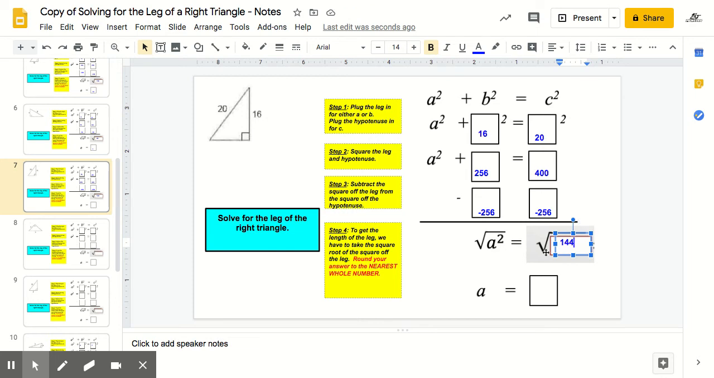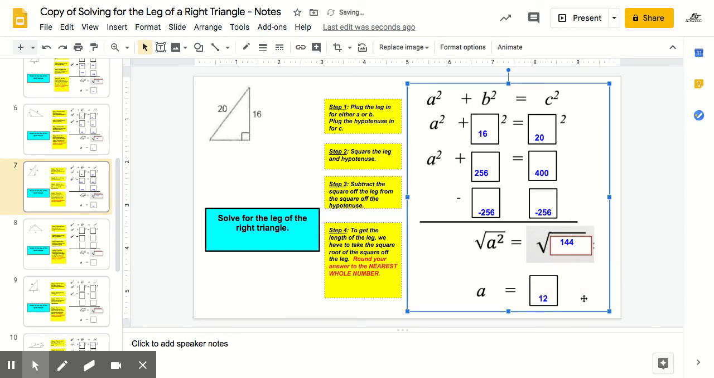Now I have a squared is equal to 144. Again, we want to get that a squared all by itself. So the opposite of squaring a number is taking the square root. So I'm going to take the square root of both sides of the equation. So the square root of a squared is a, and the square root of 144 is 12. So we get a is equal to 12, which tells me that the length of this leg of the triangle is equal to 12.